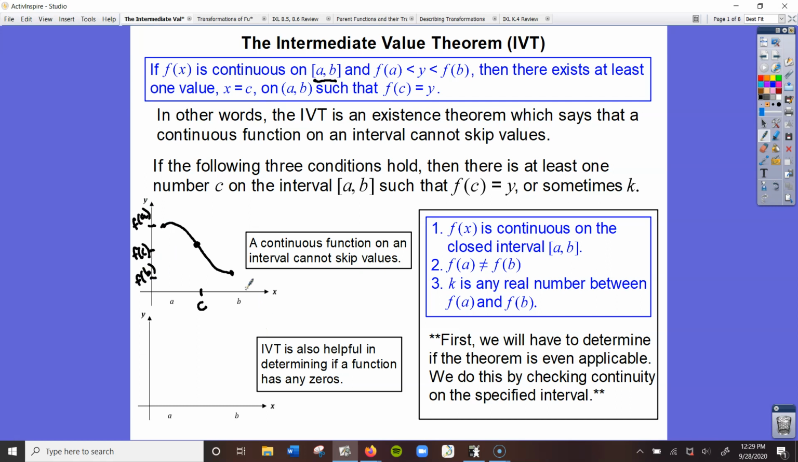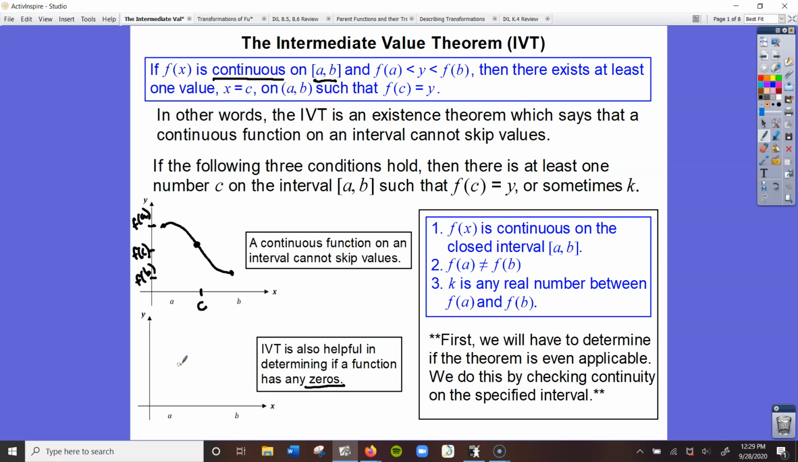Now for any theorem, your function has to be continuous. So this will always be the first thing that we would have to determine in order for us to apply the intermediate value theorem. Now IVT is also helpful if we're trying to determine if there are any x-intercepts, or in other words, any zeros.